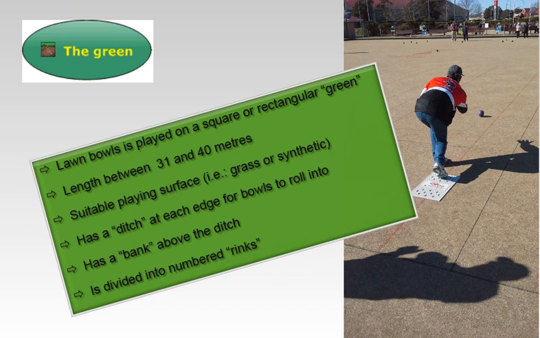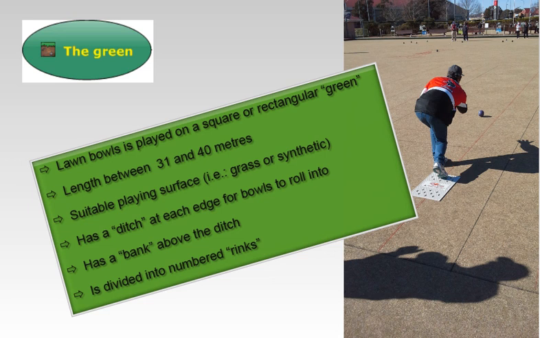The first thing you notice when you look at a lawn bowls green is what it's made from. Is it grass or synthetic? You'll see the edges marked with flags to show wind direction. It will be divided into several rinks which are numbered consecutively, each having boundary pegs, rounds.